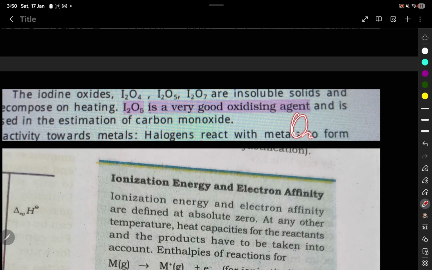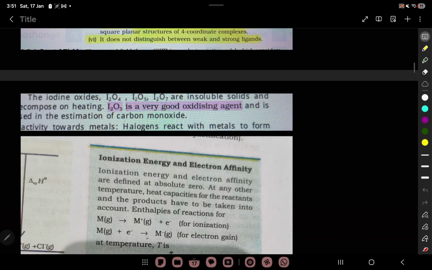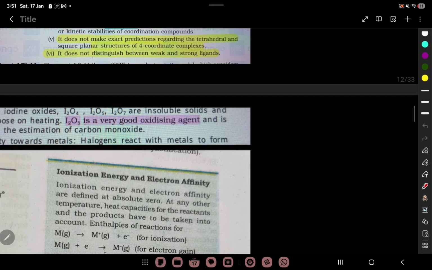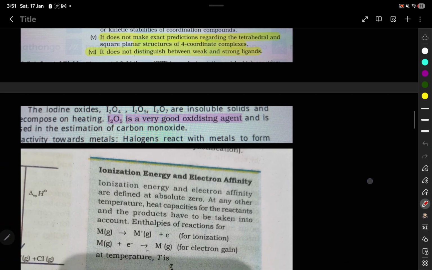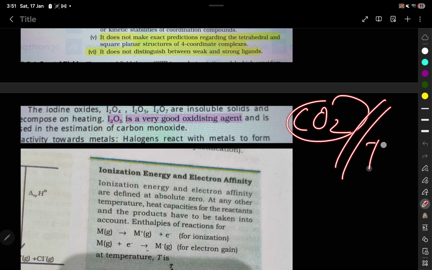So we know how to estimate oxygen, right? From there you react C plus O2 to give CO at very high temperatures. This is coke, hot coke. Hot coke reacts to form CO. Then CO reacts with the given I2O5 and forms CO2 and I2.